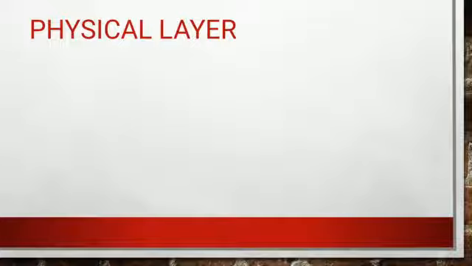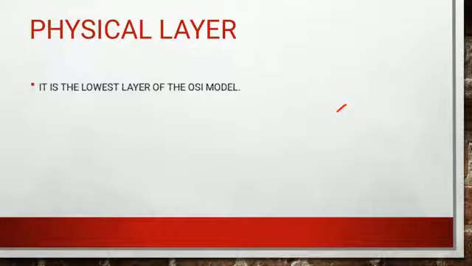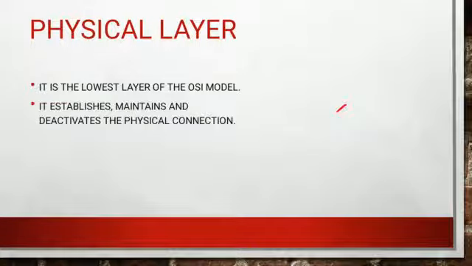So the first layer we will discuss is the physical layer. So what is this physical layer? It is the lowest layer of the OSI model. In the OSI reference model, this is the lowest layer, meaning from the bottom this is the first layer. So what is the main duty of this physical layer? It establishes, maintains and deactivates the physical connection.